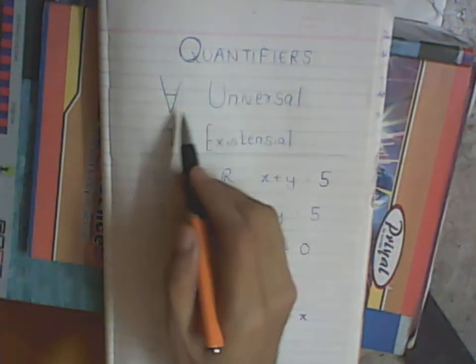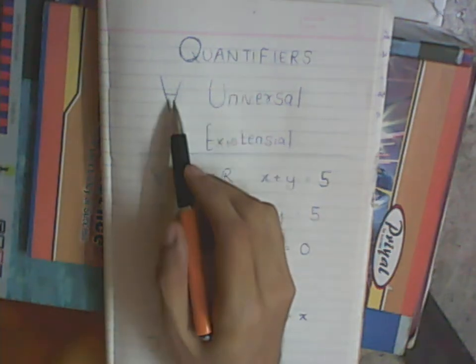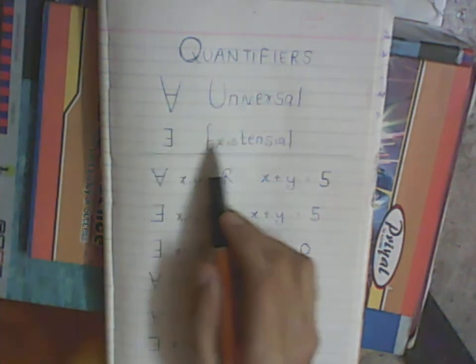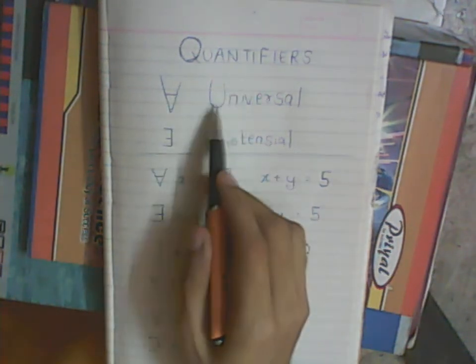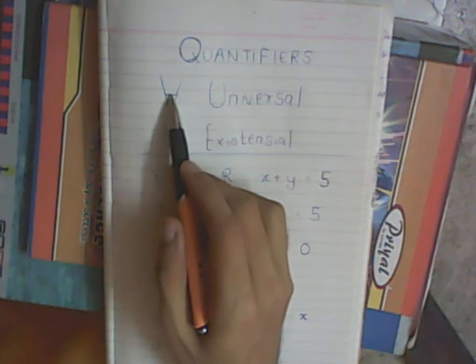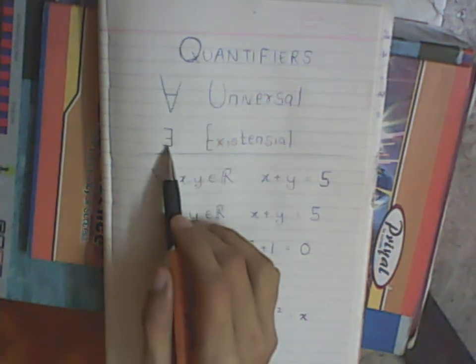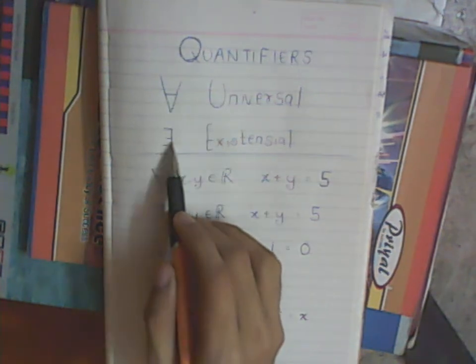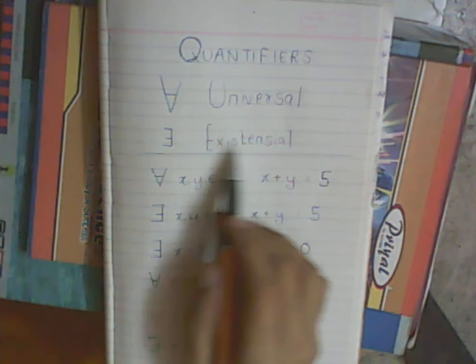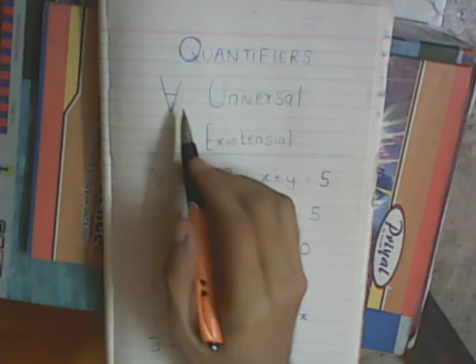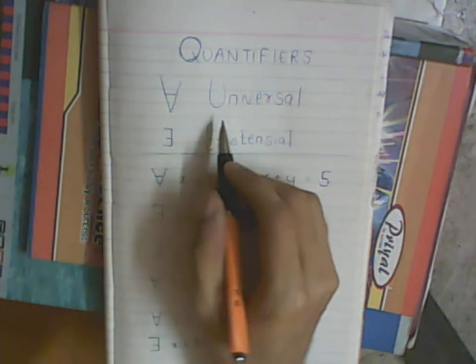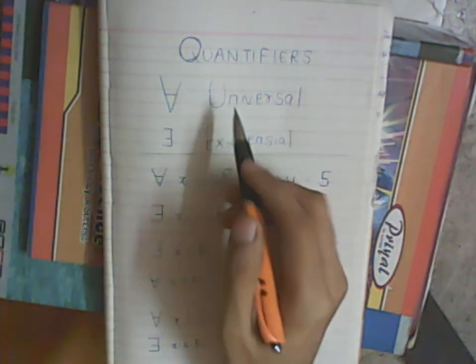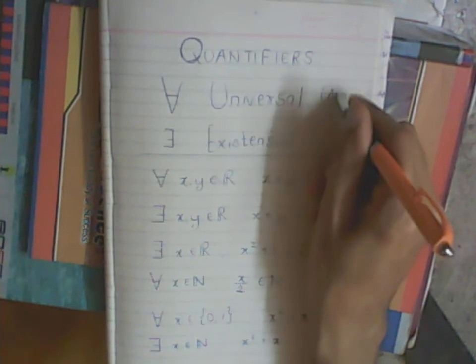So there are two kinds of quantifiers, the universal quantifier and the existential quantifier. This is the upside-down A symbol for the universal quantifier and the backwards E symbol for the existential quantifier. You can think of these two as the hyper versions of "and" and "or".